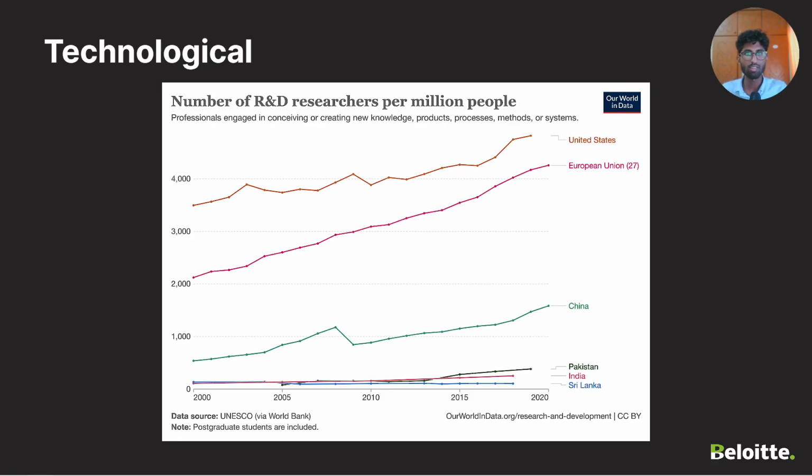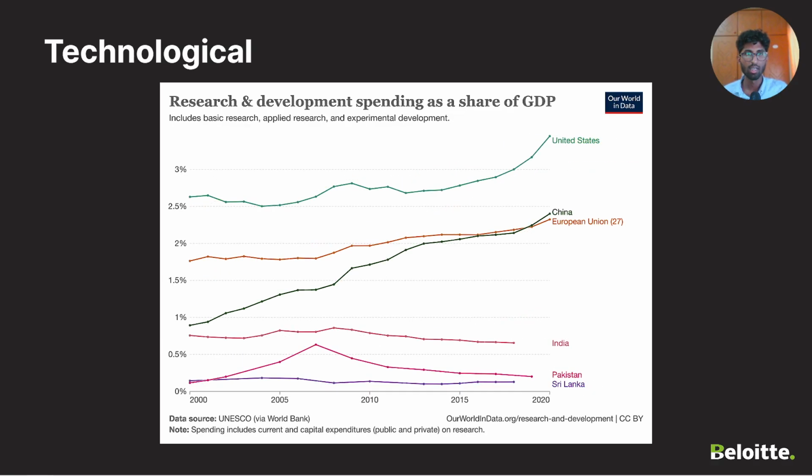Regarding technological advances, the number of R&D researchers in India also is not very ideal. As you can see, we are lagging greatly behind the US and Europe and even China, and we are on par with Pakistan and Sri Lanka, which is not the most ideal. Hence, this is also seen in the investment made by the government, which is also not the most ideal. As you can see, China has made severe improvement in its investment.